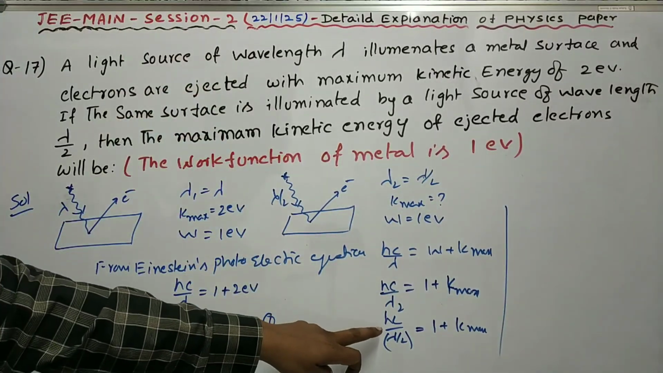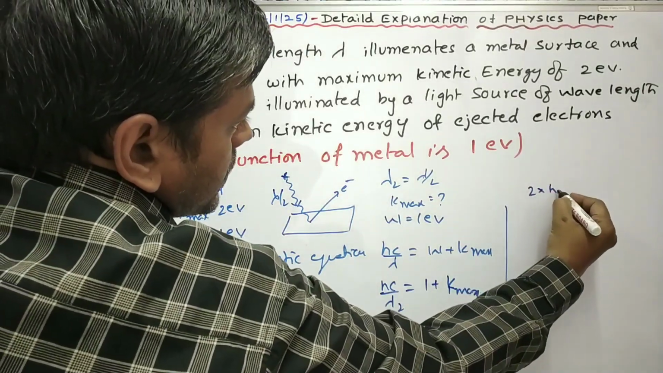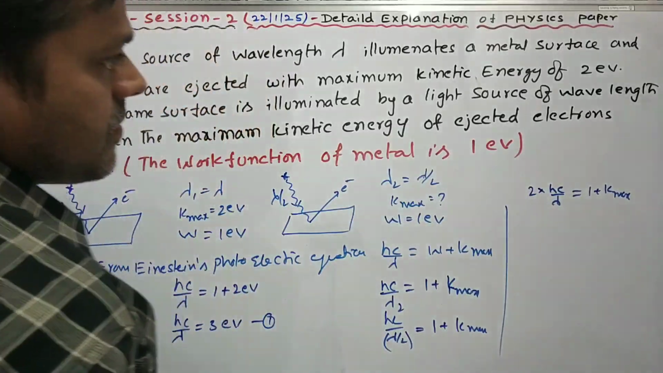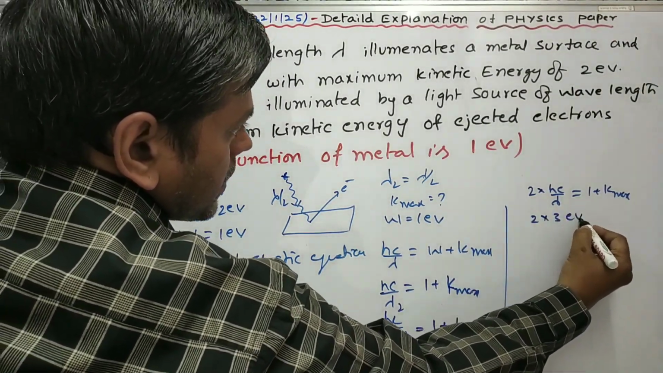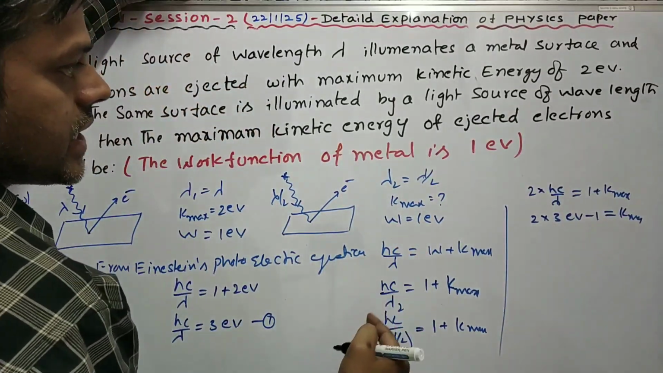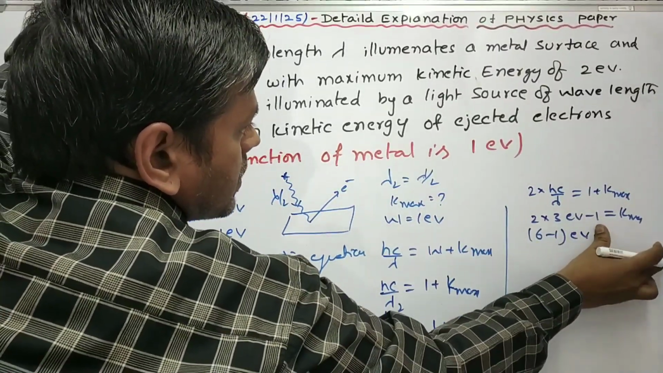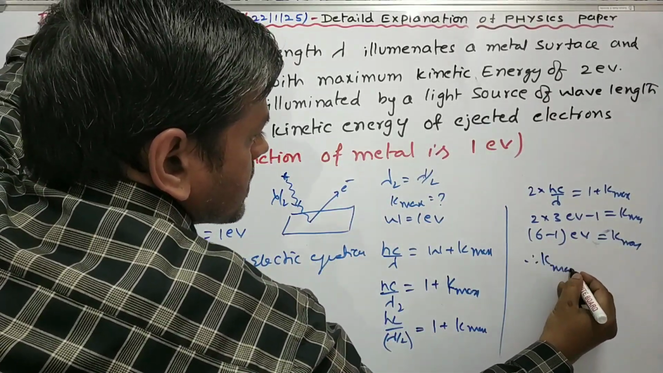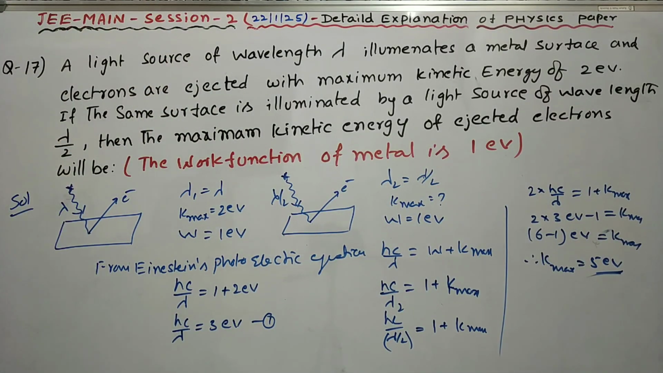So you can write 2 into hc by lambda is equal to 1 plus Kmax. From equation 1, hc by lambda is equal to 3 electron volt. So 2 into 3 electron volt minus 1 electron volt is equal to Kmax. So 6 minus 1 electron volt is Kmax. Therefore, Kmax is equal to 5 electron volt. This is the solution for this question.